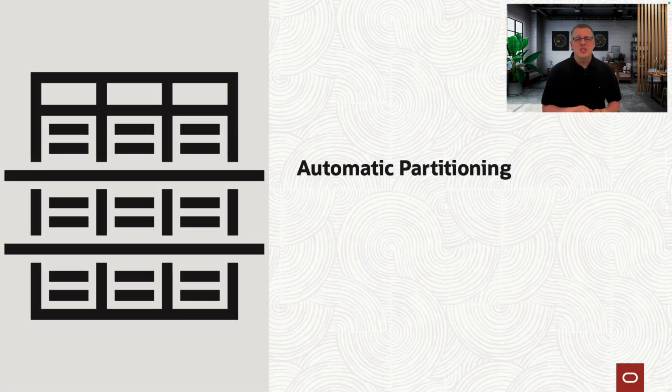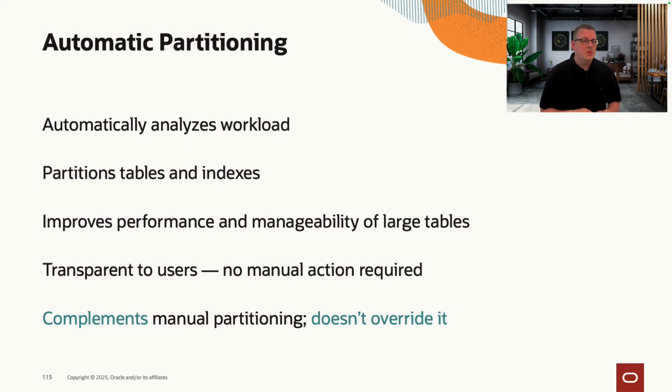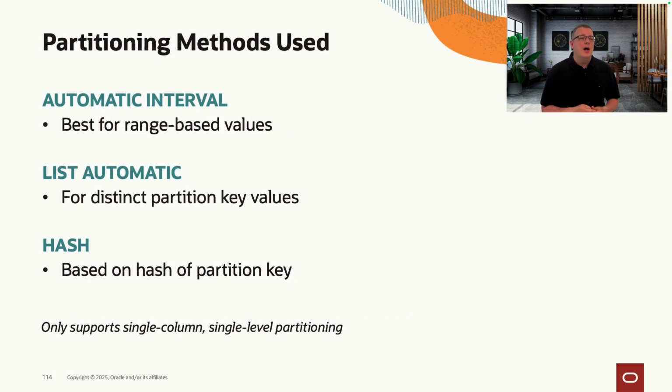Automatic partition. This is another great feature for Autonomous Database. It works similar to automatic indexing, but for partitions. It will analyze my workload, and it will suggest some partition methods for tables and indexes. Partition methods that I can use today are automatic interval, list automatic, and hash. But be aware, as of today, it supports only single column and single level partitioning.